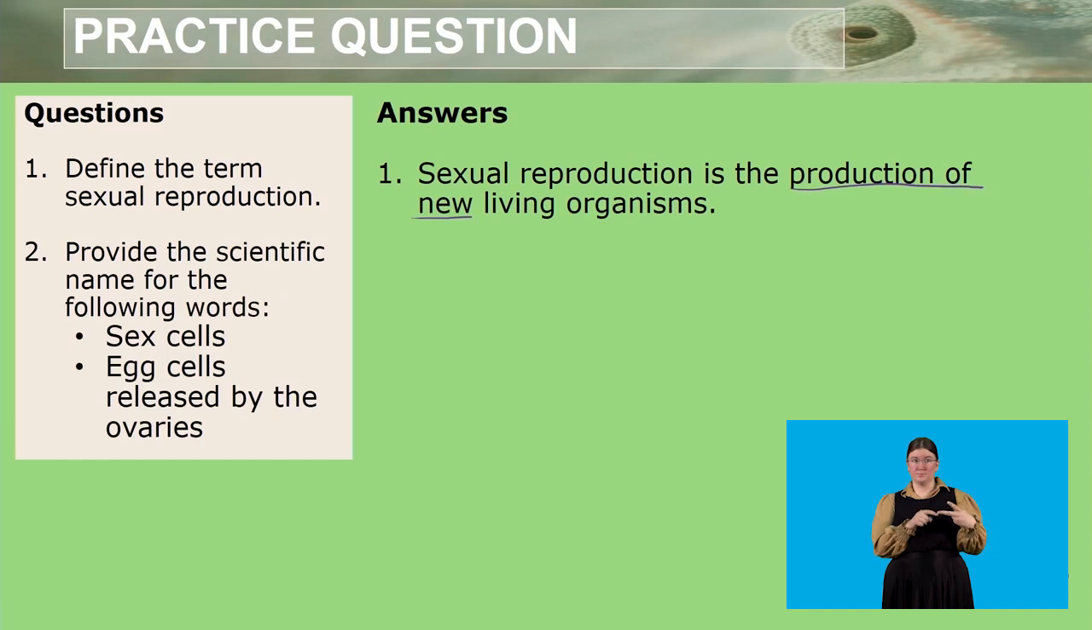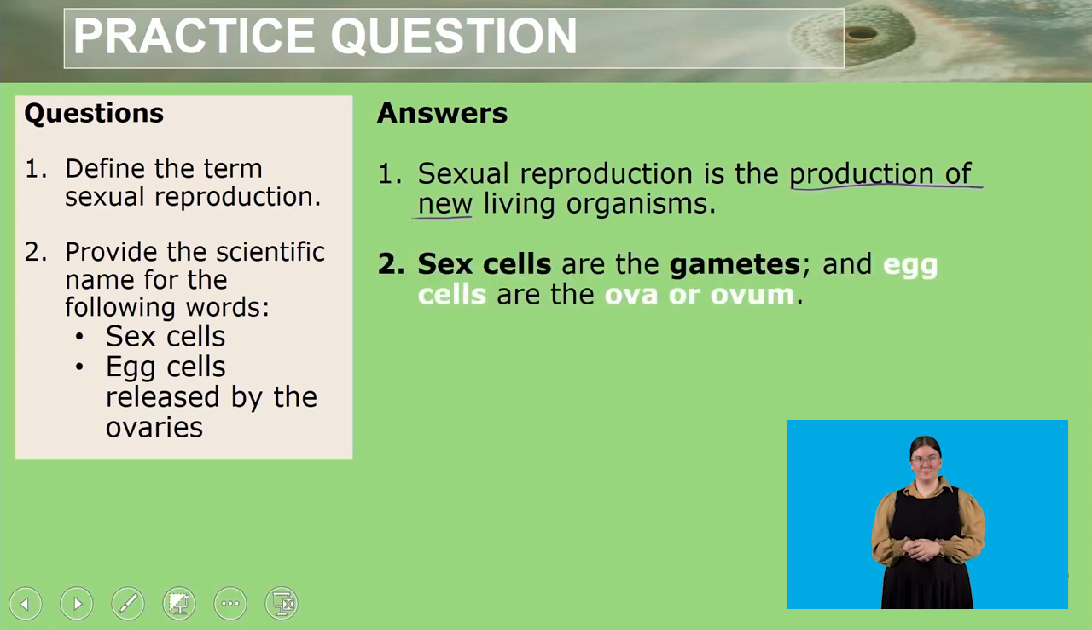Question 2, or the second instruction, says, provide the scientific name for the following words. Sex cells, we know that there's a scientific name for sex cells, and there is a scientific name for egg cells released by the ovaries. Sex cells are known as gametes. And an egg cell is known as an ovum. Remember we said ovum is for singular, and ova is for plural form.